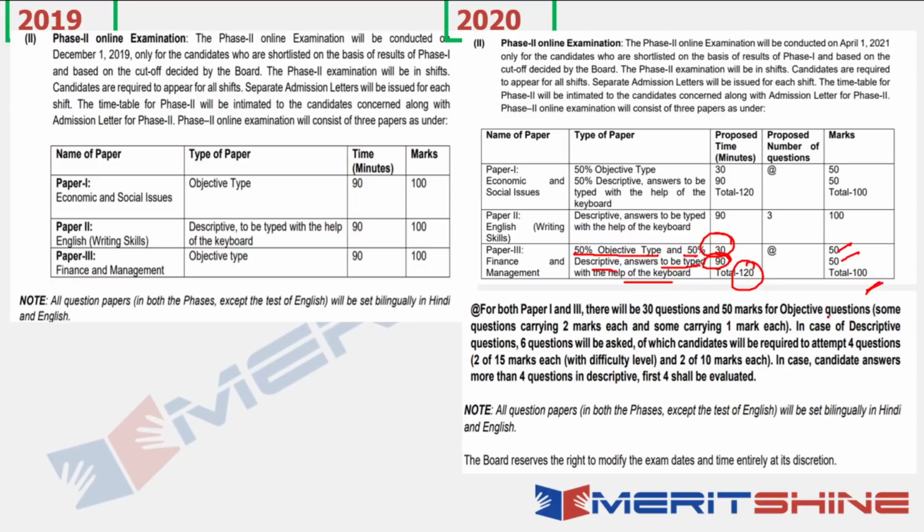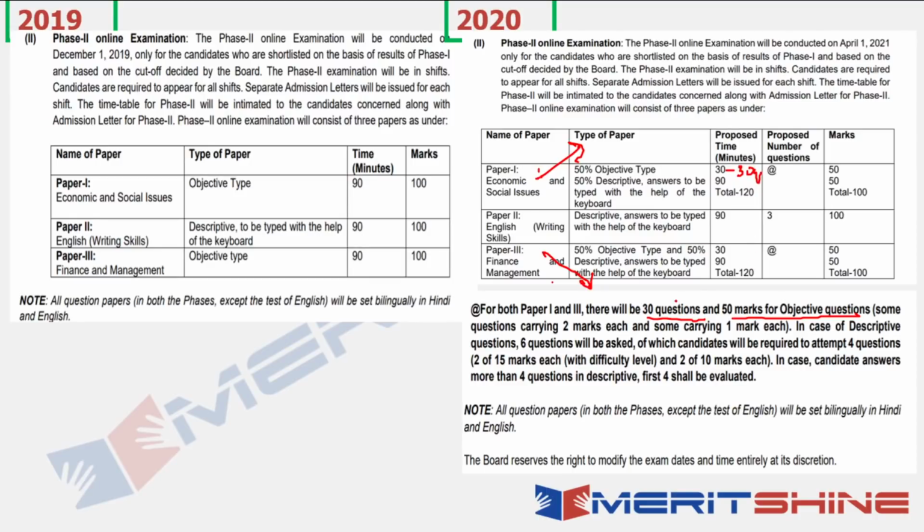So, what we are looking at is a basic structural change that has happened in these two papers, paper 1 and paper 3. And now let's look at the number of questions. We know how many questions there would be in the objective and how many in descriptive. How? Because they have clearly specified it: for both paper 1 and 3 there would be 30 questions and 50 marks for objective questions. So there will be 30 minutes, 30 questions here, right?